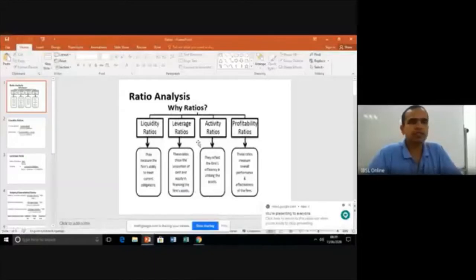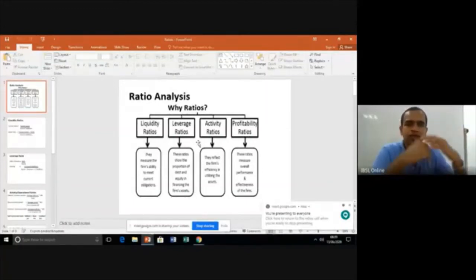Okay, so on to ratio analysis. Why do you need to use ratios? Now, a ratio is one figure divided by another, right? What you did in grade 2, division. For example, you can divide your gross profit by your sales and you get a certain ratio.